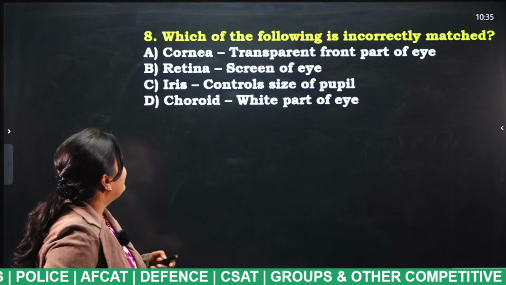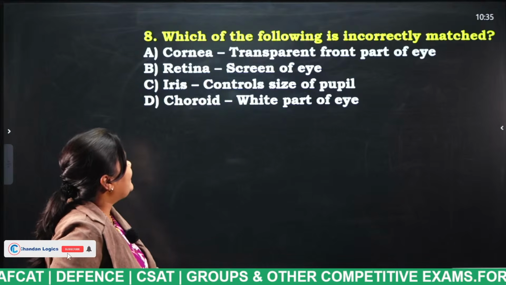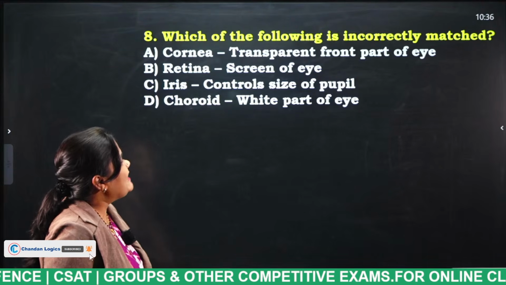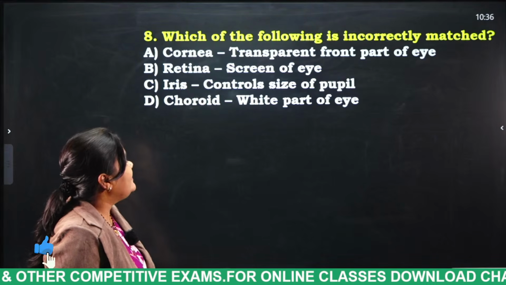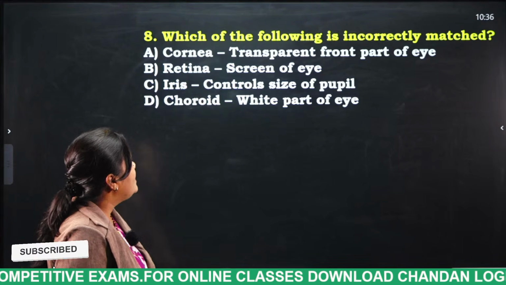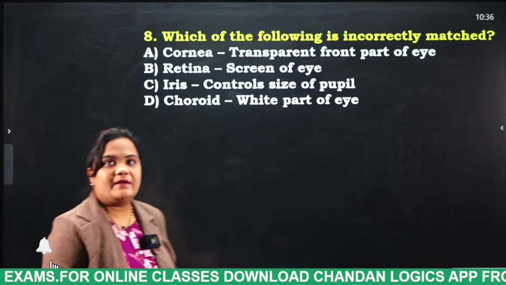Next, which of the following is incorrectly matched? Cornea, transparent front part of eye; retina, screen of eye; iris, controls size of pupil; choroid, white part of eye.